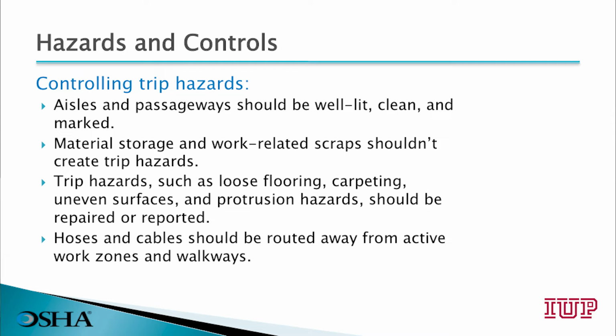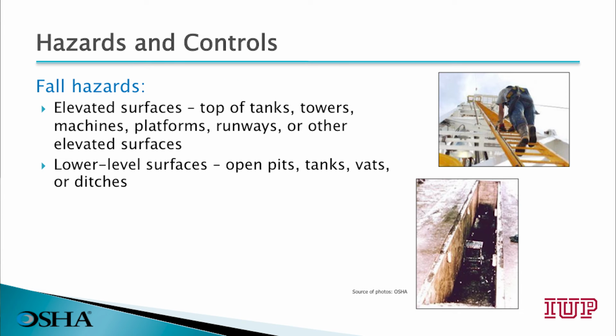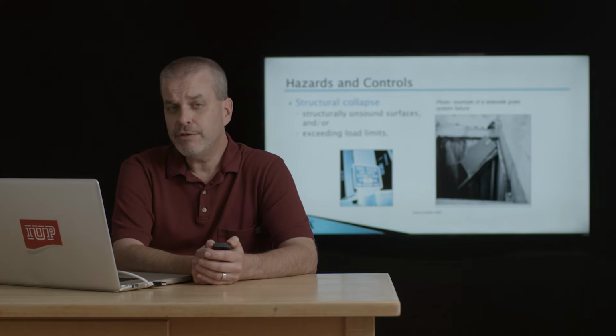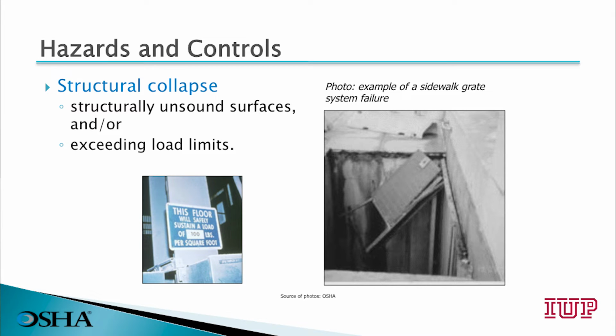Hoses and cables should be routed away from active work zones and walkways. Fall hazards include elevated surfaces such as the top of tanks, towers, machinery, platforms, runways, or other elevated surfaces, and lower level surfaces as well, including open pits, tanks, vats, or ditches. Fall hazards also include structural collapse, when we have structurally unsound surfaces or we exceed safe load limits.